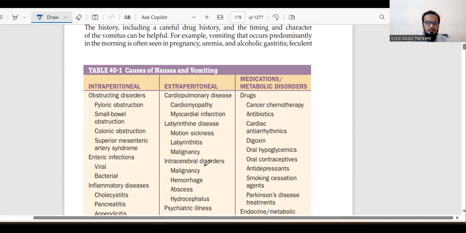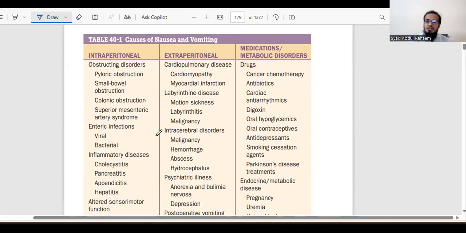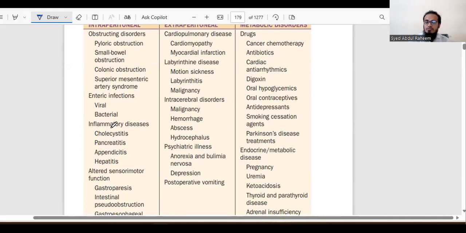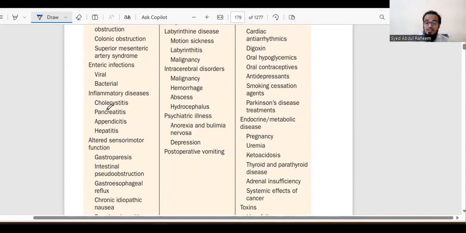Let's see the gastrointestinal reasons first. We have pyloric issues, where the pylorus is not working properly, and any obstruction in the bowel. All types of obstruction may be in the stomach, large intestine, small intestine, or esophagus. Or infection, mostly bacterial or viral infection. Or the most common, gallbladder stone or gallbladder inflammation, and we have pancreatitis, appendicitis or hepatitis.